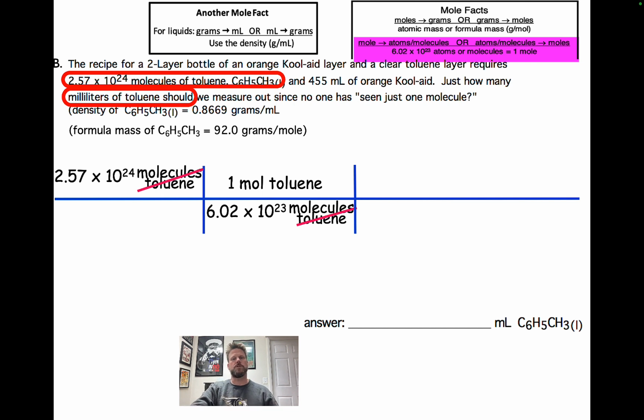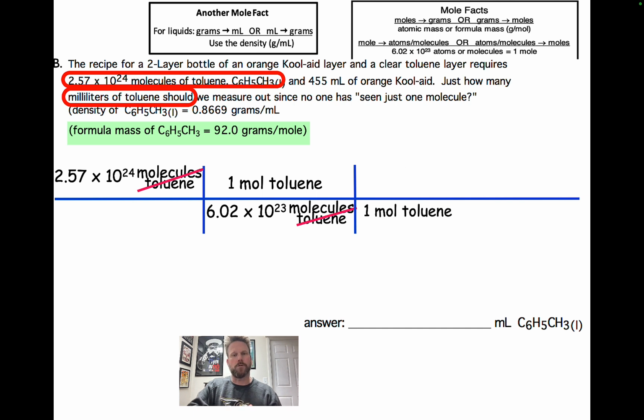There is no conversion factor that converts between moles and milliliters. So we will first have to use the molar mass to convert from moles to grams. 1 mole of toluene is equal to 92.0 grams of toluene. Moles must cancel. So 1 mole of toluene will go in the bottom section of the train track, and 92.0 grams of toluene will go in the top section. This causes moles of toluene to cancel, leaving us with grams of toluene.